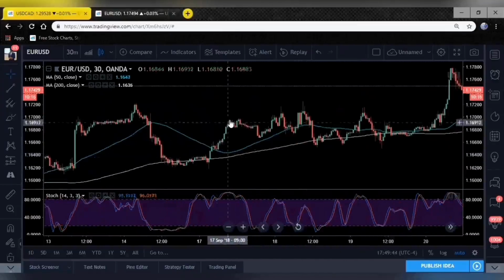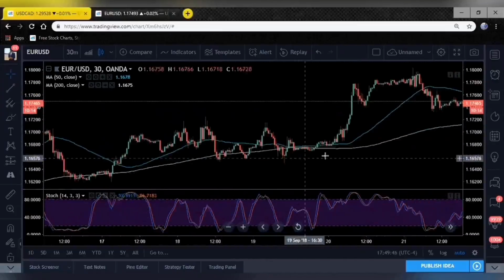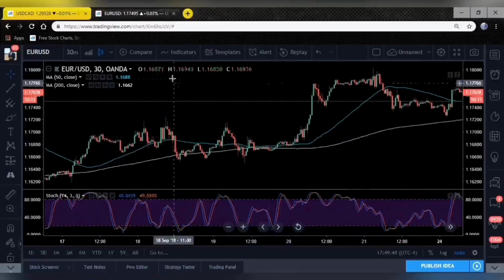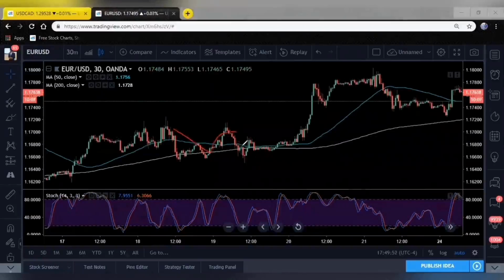From there, we could see bullish momentum again happening here. Price tested support again, both the 50 and the 200 moving averages. We have bullish momentum going on upwards again.